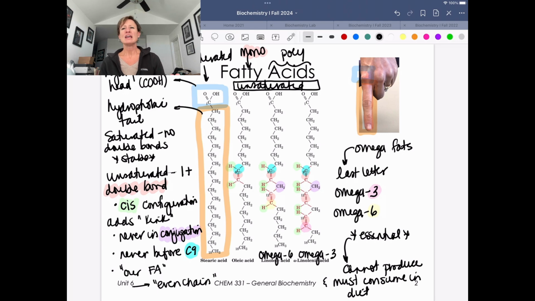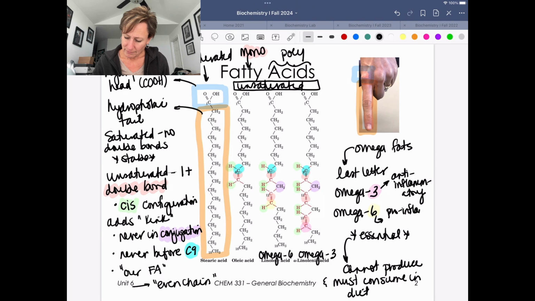Last piece to highlight here is why we need these omega-3 and omega-6 fatty acids. Again, they're necessary, but also essential. So why are they necessary? Well, omega-3 fatty acids are anti-inflammatory. Okay. Omega-6 are pro-inflammatory. And you might ask the question, well, why do we need both of these? It seems like it's sort of a yin and a yang, if you will.